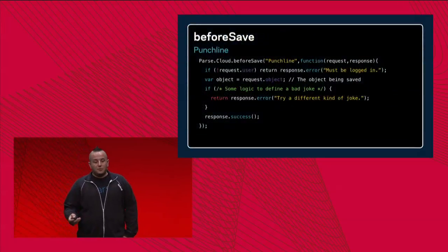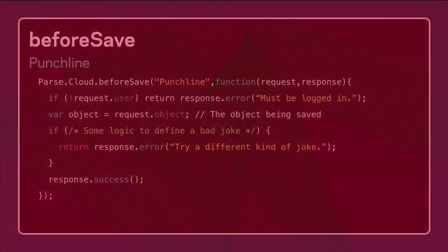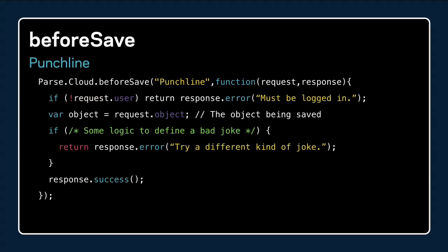For example, we'll create a before save trigger on the punchline class. We define the function in our Cloud Code by calling Parse.Cloud.beforeSave, telling it the class that we're setting it up for, punchline, and then providing a function that's going to do the work. Now, this function receives two parameters. The first is the request object. This contains all of the details that you need to perform your work. And the response object, which is how we'll respond to it and say it's either a success and go ahead and save the object, or it's an error and we don't want to actually do that.